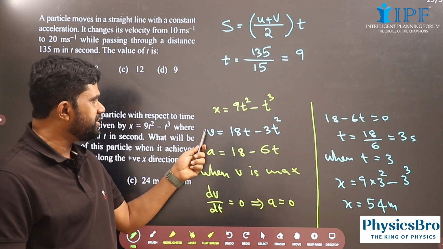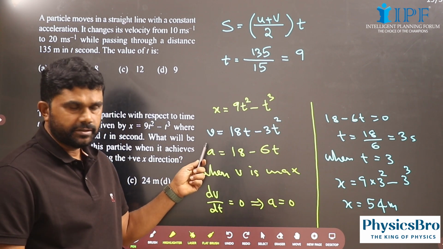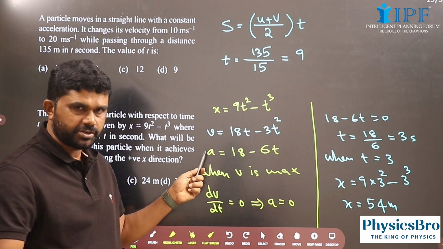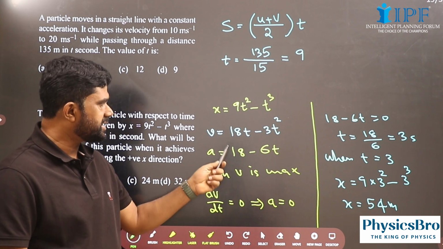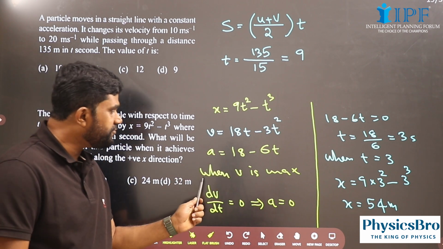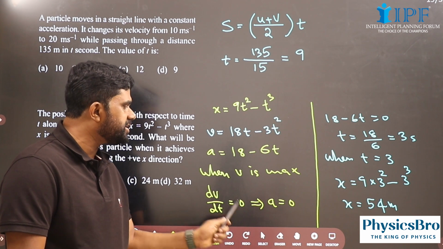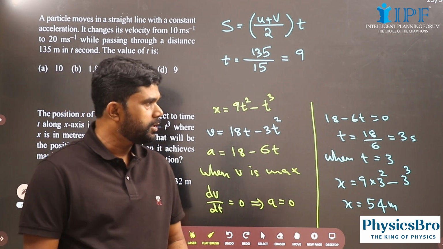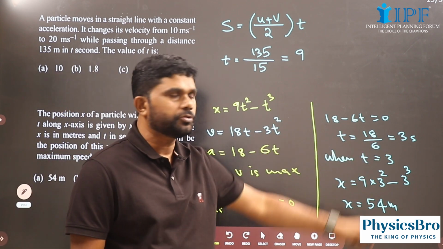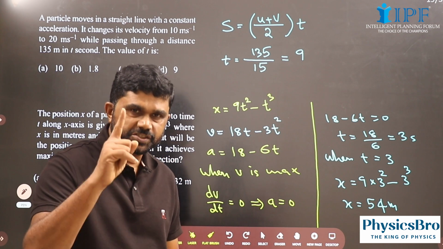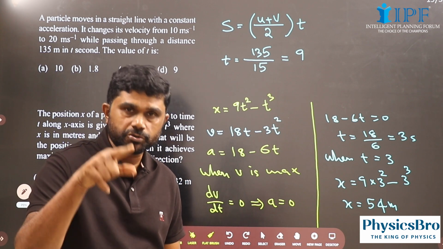Let's again differentiate velocity. The first derivative of velocity will be the acceleration, that is 18 minus 6t. When v is maximum, dv by dt equal to 0, that is a equal to 0. So t will be equal to 3 seconds, or velocity is maximum when time equal to 3 seconds.